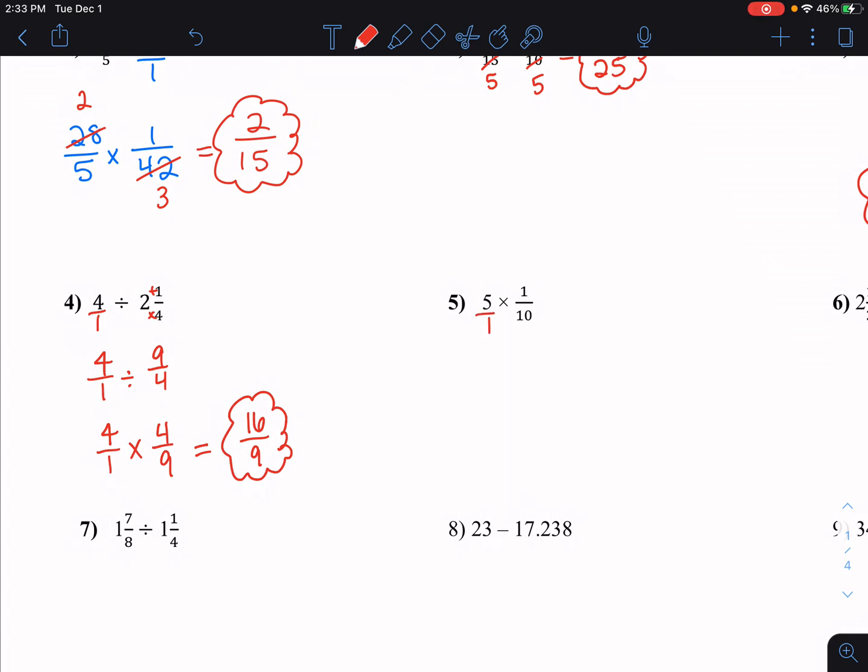Put my whole number over a 1. So 5 over 1 times 1 over 10. I can cross-cancel the 5 and the 10 to be a 1 and a 2. So this is going to be 1/2.